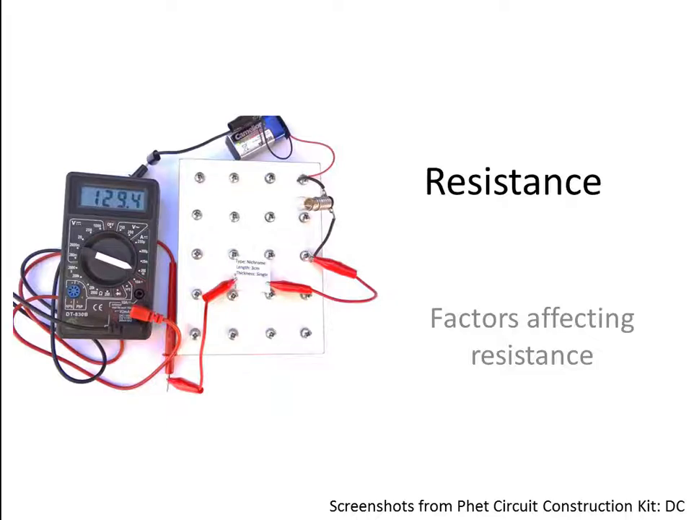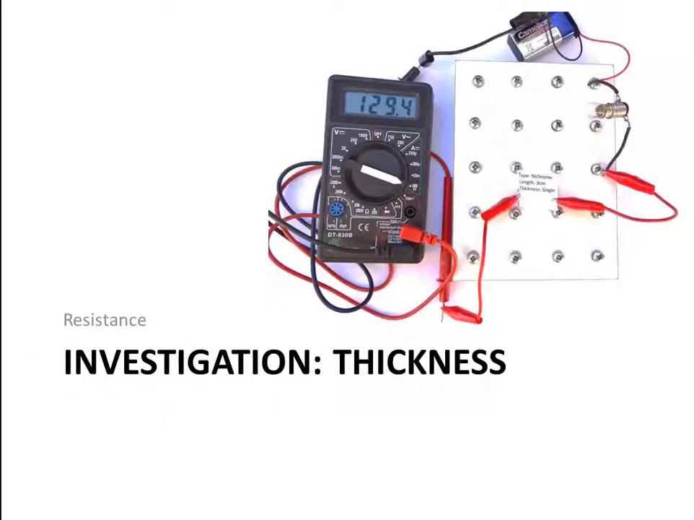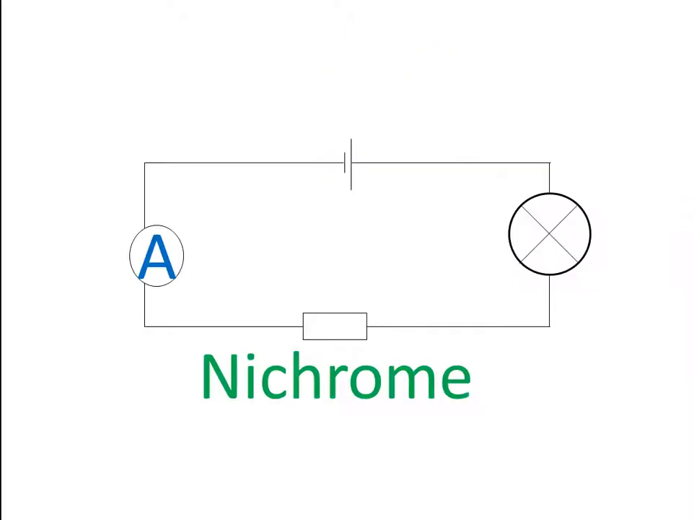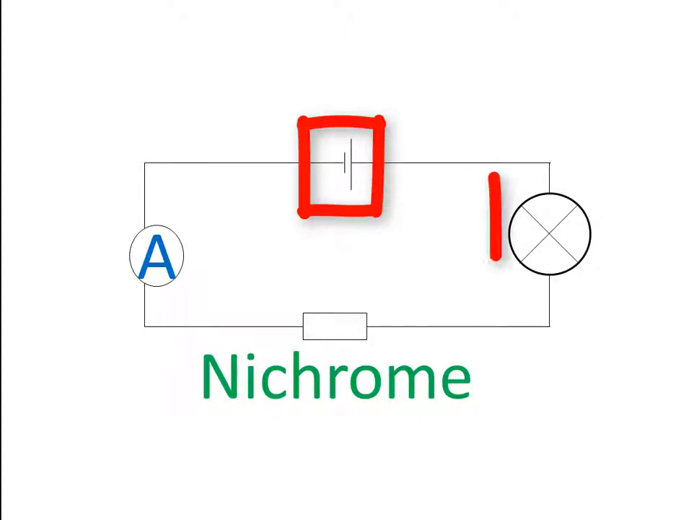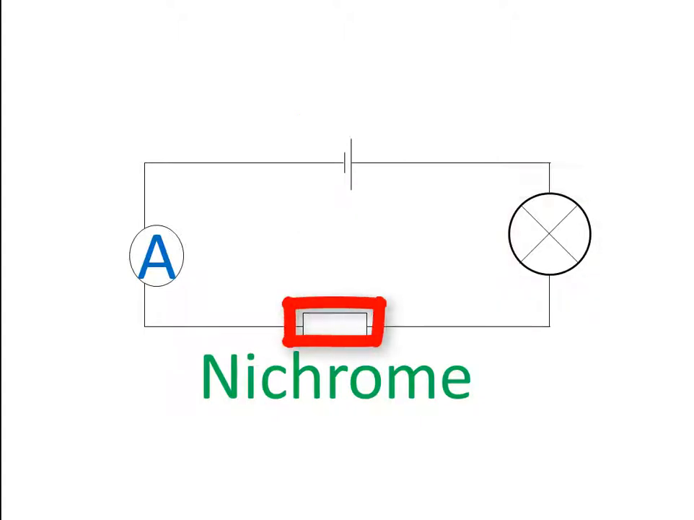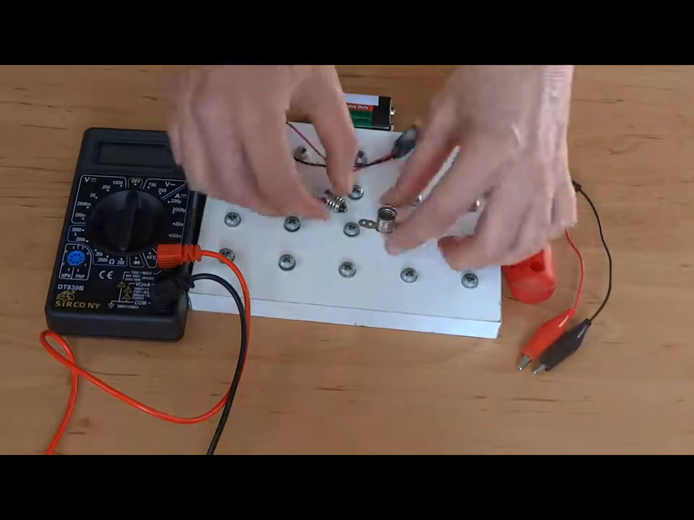Let's investigate another factor which affects resistance, the thickness of the resistor. To do this, we're going to build the same circuit that we did for the previous investigation. We're going to have a battery connected in series to a bulb, some nichrome wire, and an ammeter. Let's quickly just rebuild the circuit.